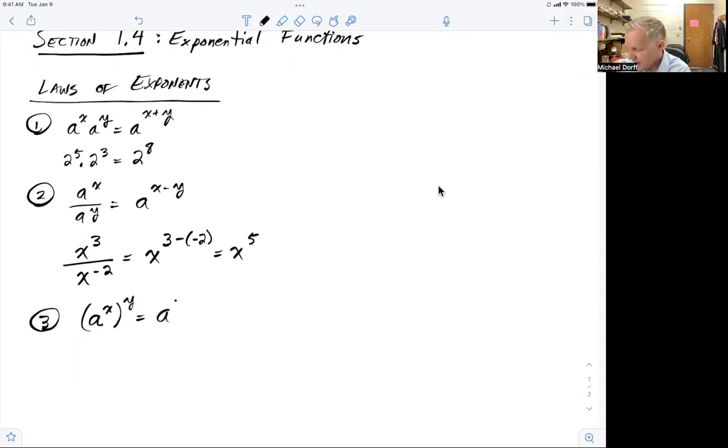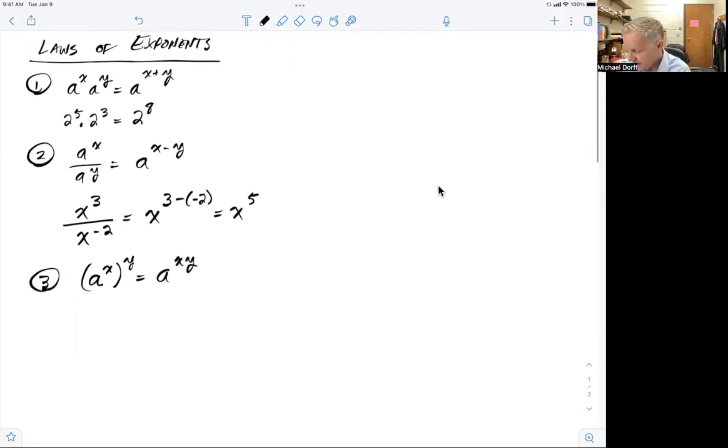The third law is if you have a base to a power and all that's to a power, you go ahead and multiply the two powers together. So an example of that could be if I had 3 to the 2nd power all to the negative 1, that would be 3 to the negative 2 power. And now anytime you have a negative power, that's the same thing as writing 1 over that to a positive power.